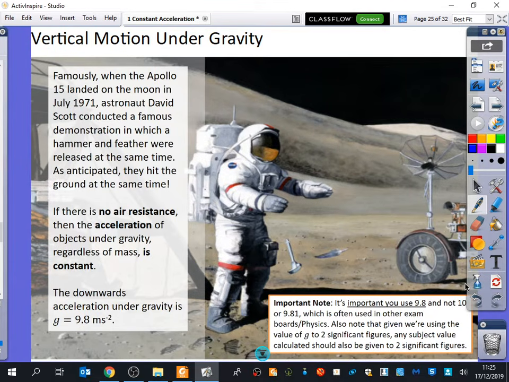Also note that given that we're using the value of g to two significant figures, any subject value calculated should also be given to two significant figures. So that's why we do rounding, because we've already rounded the gravity constant, so we're going to have to keep everything else rounded like that as well.